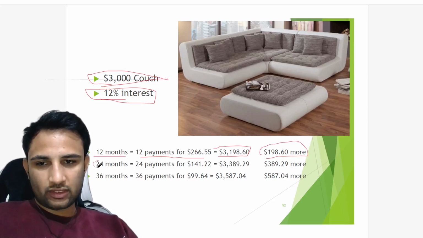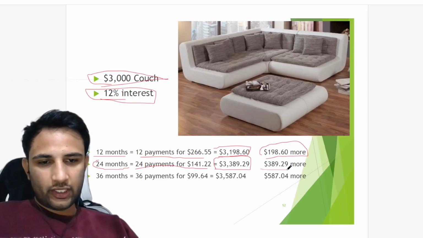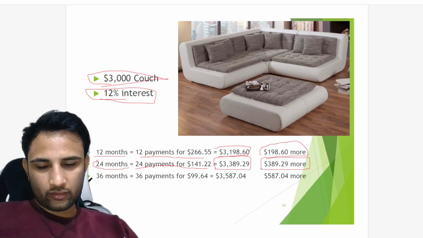So if a person takes out the loan for 2 years, then there will be 24 payments of $141.22. So the final amount that a person will pay back is $3,389.29. $389.29 is more than the principal amount.